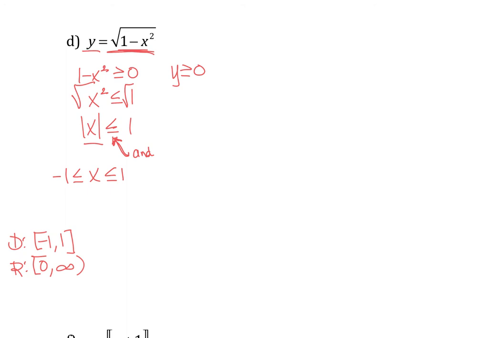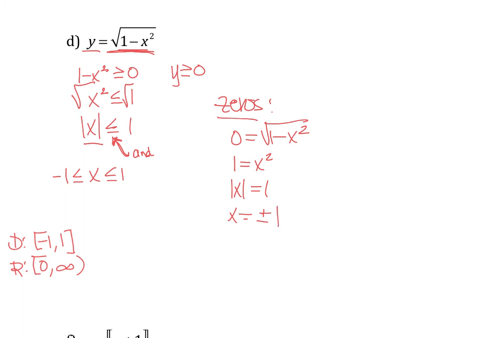And now I'll go ahead and solve for my zeros. I'll make y 0 and I'll solve for x. So we get 1 equals x squared. So absolute value of x equals 1. So x equals plus and minus 1.